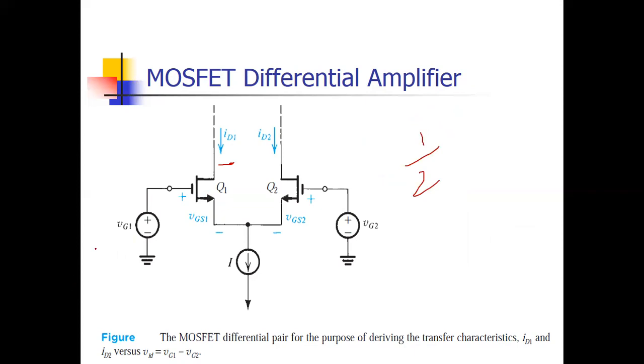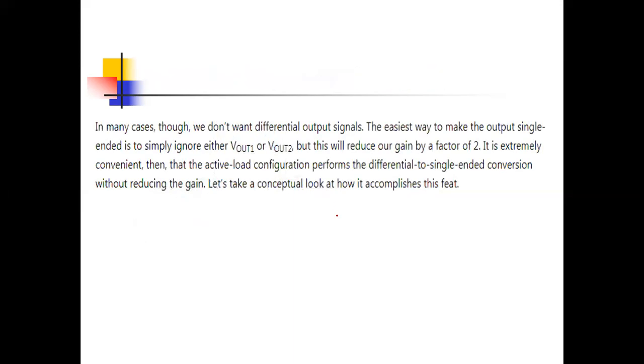Generally, we are applying input at both terminals. We take output from both terminals. But suppose we don't want to take output from both terminals. We want to take output from any one terminal. So in that case, what will happen? That gain will reduce by half. But we don't want to reduce any gain. So the solution for that is we'll use active load configuration.